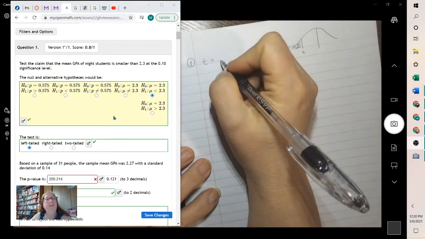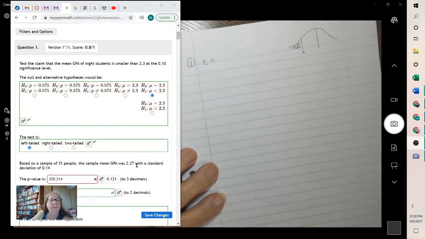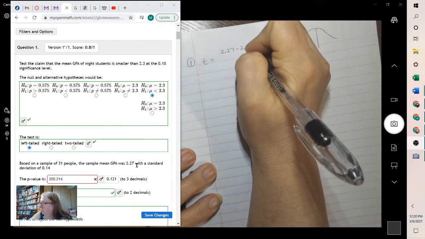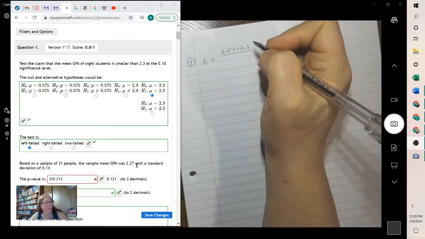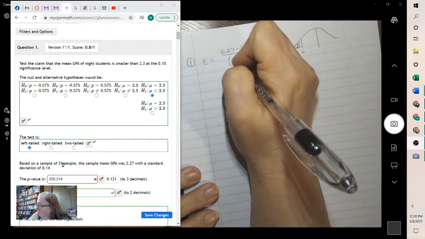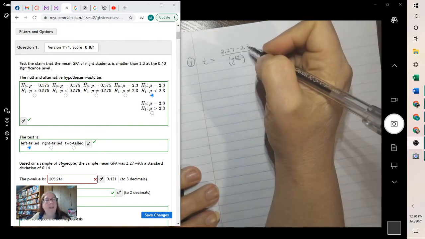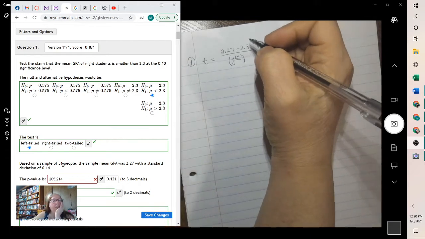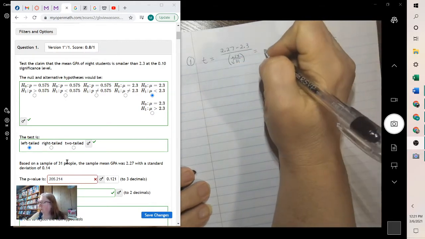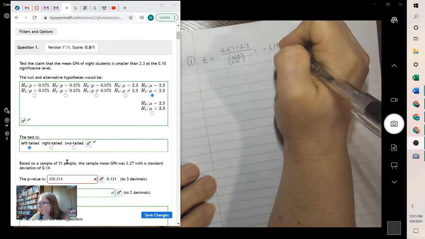To find the t value, you take your mean from the study, which is right here, 2.27, minus the one from the null hypothesis, which was 2.3, divided by your standard deviation, which was 0.14, and divided by that by the square root of n, which I think was 31. Yep, right here, 31 people. Now if we calculate this, we get a negative 1.193.